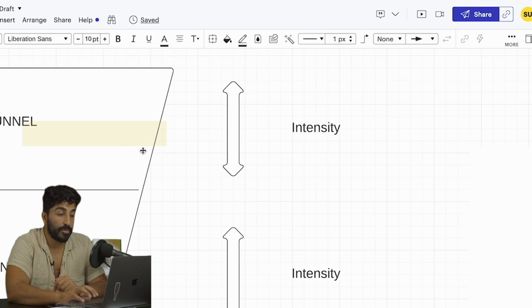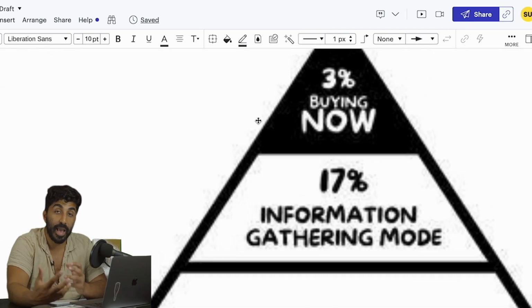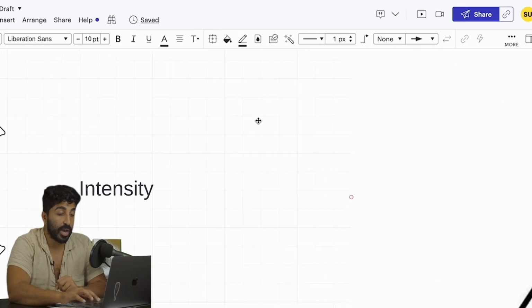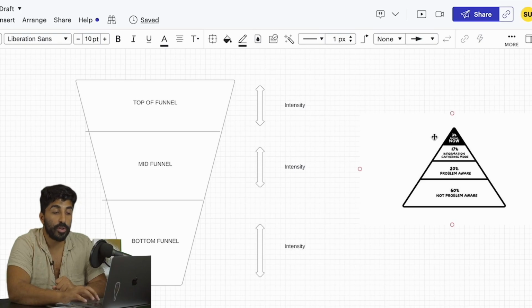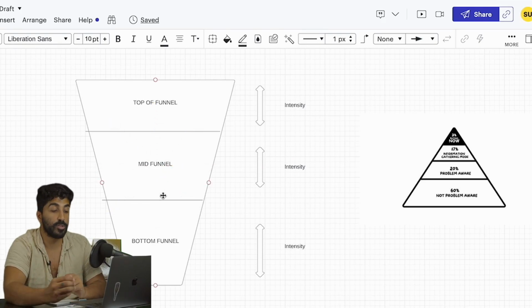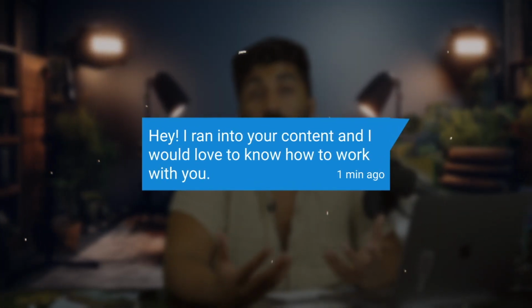Now, people that are problem aware, you can market to a little bit more intensely. You still want to market top of funnel marketing to every person in this stage here, except the buy now stage. In the buy now stage, I can actually say, if you can target this person, you can go straight to moving them to mid-funnel as soon as possible, or even bottom funnel. So to show you that in action, for example, let's say there's someone right now in the buy now stage, and they end up sending me an email saying, hey, I ran into your content and I would love to know how to work with you.